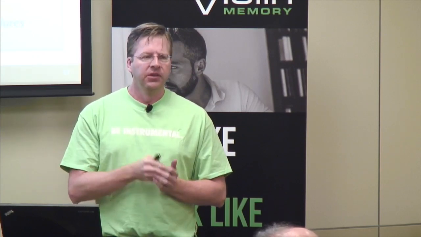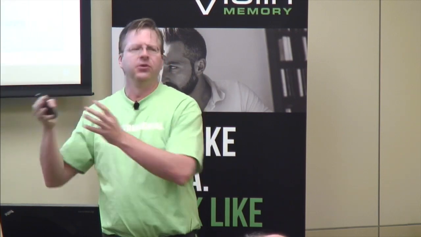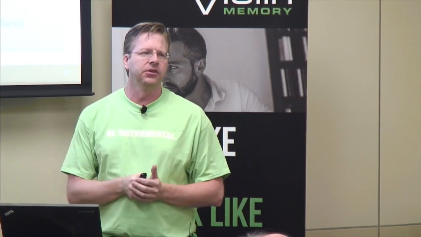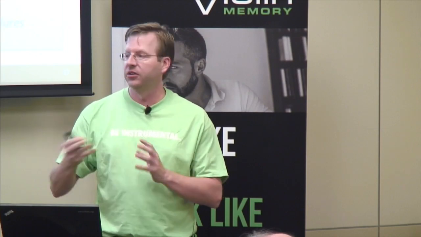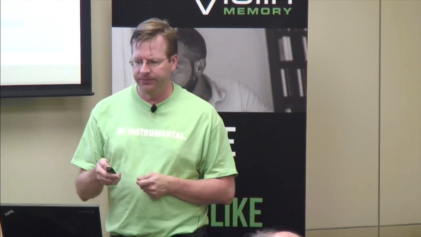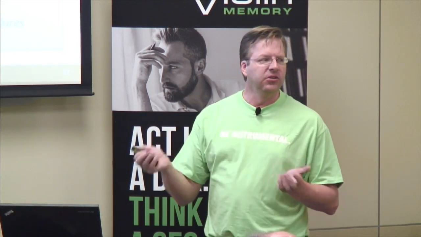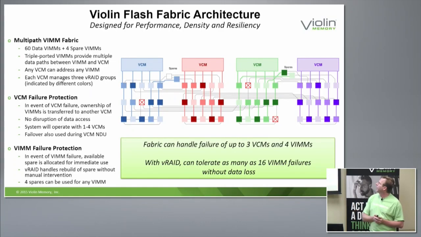But the way we built the system, there's redundancy at the system level. And if we were to pull apart the VIM in the same way, there's a large amount of redundancy in CRCs and various things to ensure that one block or one flash chip doesn't cause the entire VIM to go down. So one takeaway from this is the fabric by itself handles communication and access issues with as many as 3 VCMs and 4 VIMs being down. But when we factor in V-RAID on top of that and the way the RAID works, we can tolerate as many as 16 VIM failures in a box without any data loss. Any questions?